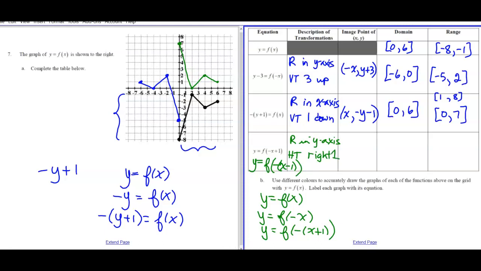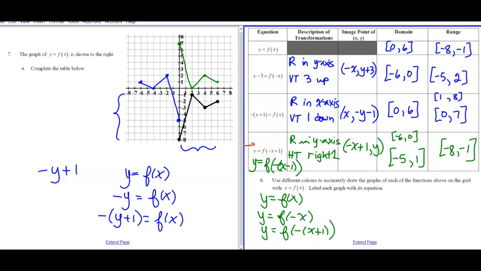Okay? So, mapping notation, reflection in the y makes that negative x, to the right 1. So it does look like that, right? But this is the transformation form. Y doesn't change. So then domain reflects in the y-axis would be -6 to 0. Right 1 would be -5 to 1. And the original range stays. Okay, so careful on that.